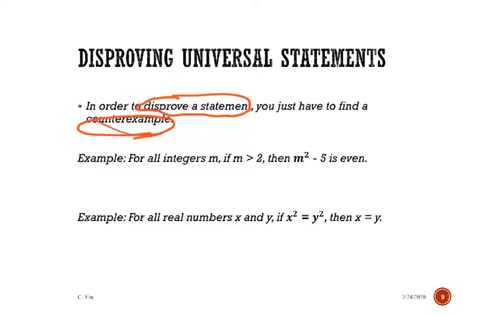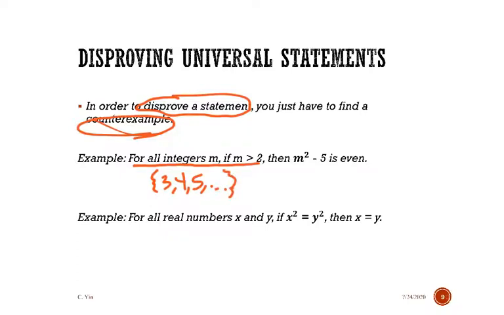All right, so here's an example. Let's say that it says for all integers m, if m is greater than 2, then m squared minus 5 is even. So let's look at what this is telling us. The first part says for all integers, so it looks like it could be positive, negative, even, odd, whatever. But then if you look just a little bit further, it says if m is greater than 2. All right, so now we're restricted a little bit more. So the integers greater than 2 would be like 3, 4, 5, and so on.